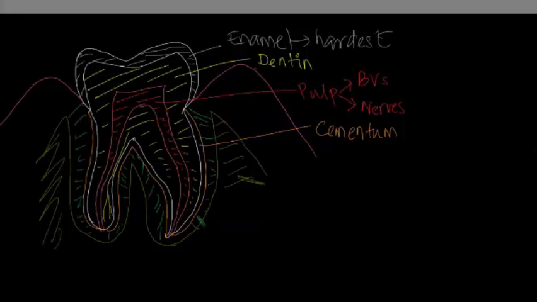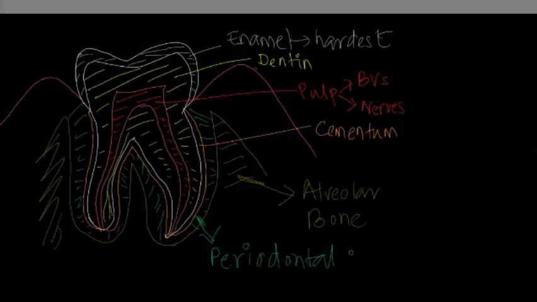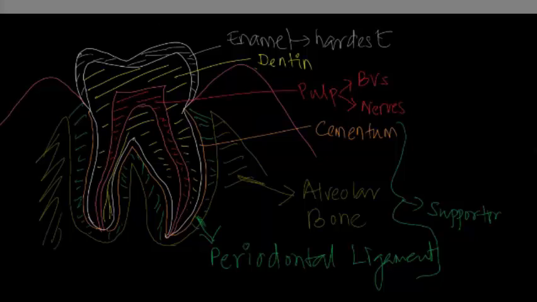Now over here we have the bony socket, which is called the alveolar bone. Now the tooth is attached to the bony socket, the alveolar bone, with these fibers which connect the alveolar bone to the cementum. They are called the periodontal ligament. So these three structures, they are the supporting structures.